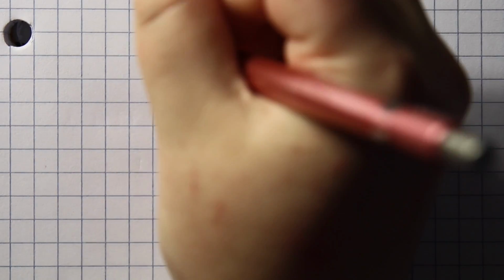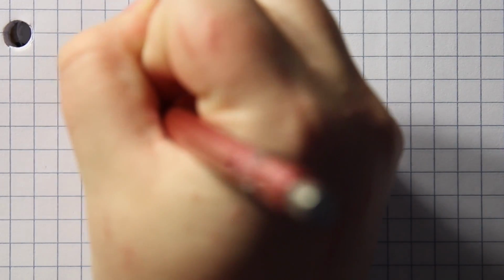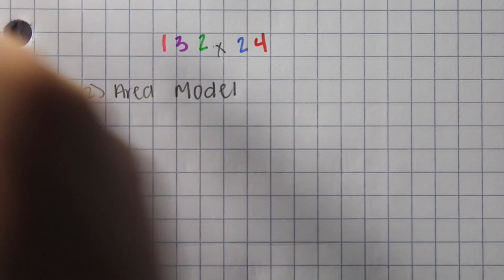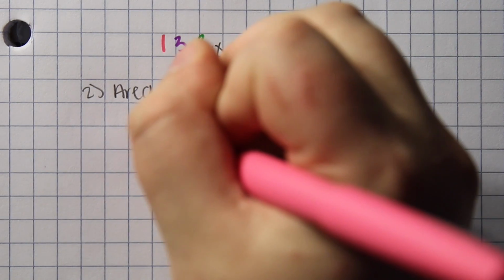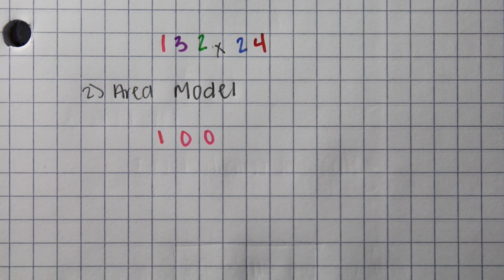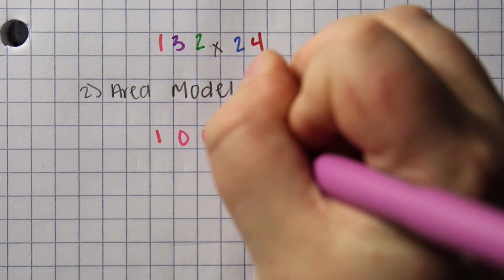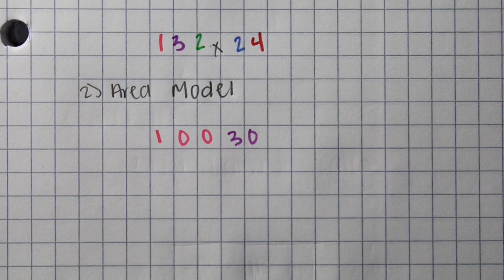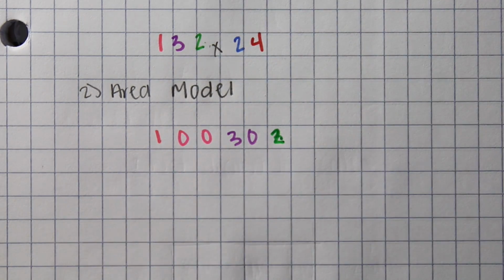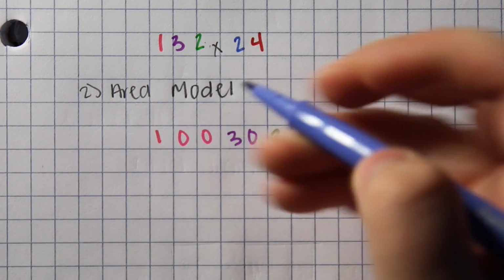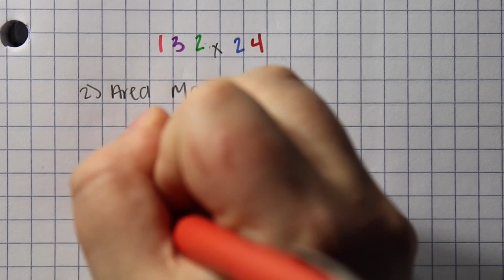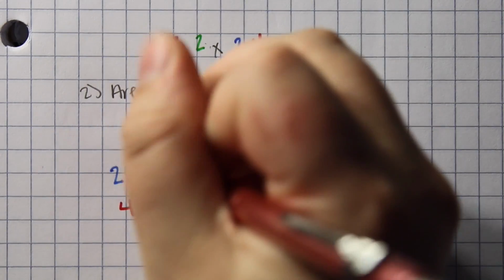We're now moving on to 132 times 24 in base 5, but this time we're going to be using the area model strategy. So again, very similarly to base 10, we're going to break it up by place value. So I'm doing 100, 30, and 2 for the 132, and I'm representing these in different colors. Then on the left side, 20 for the 24 and 4, representing the 10s and 1s.